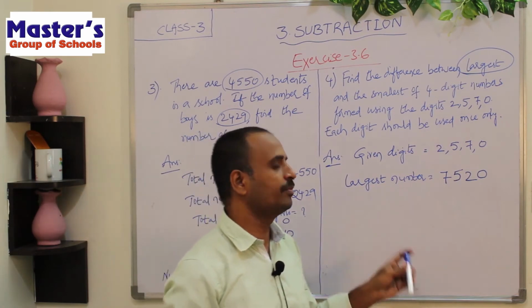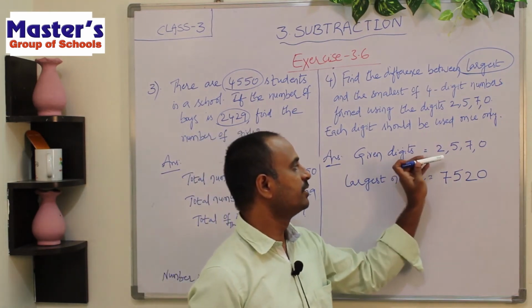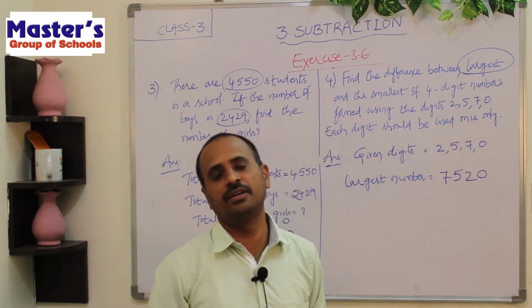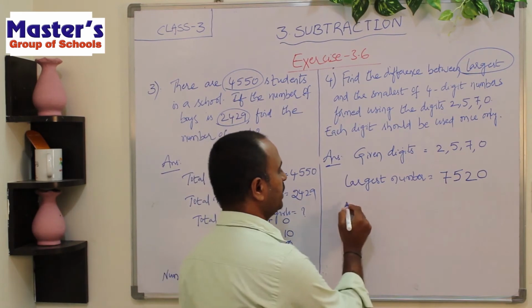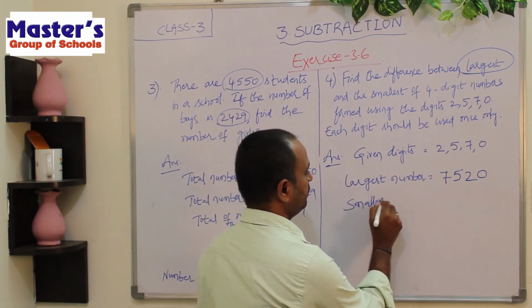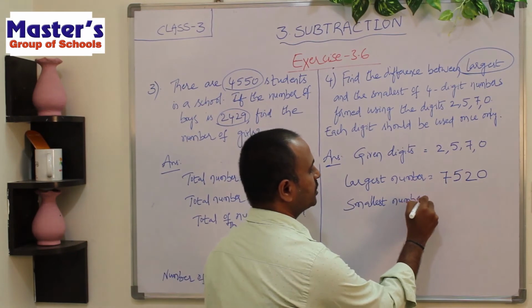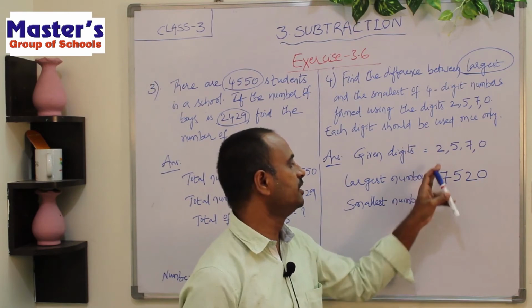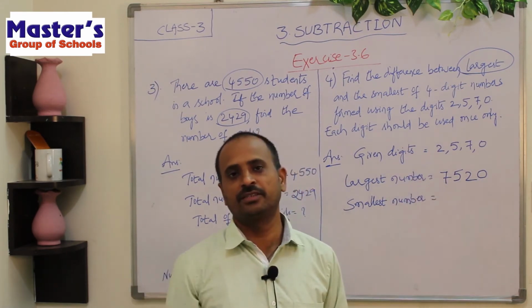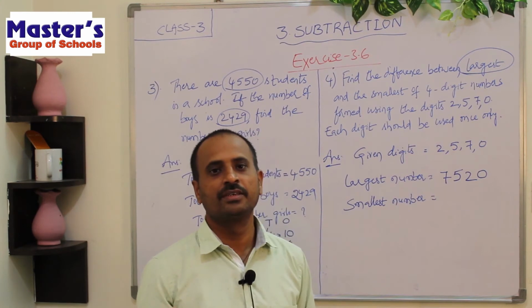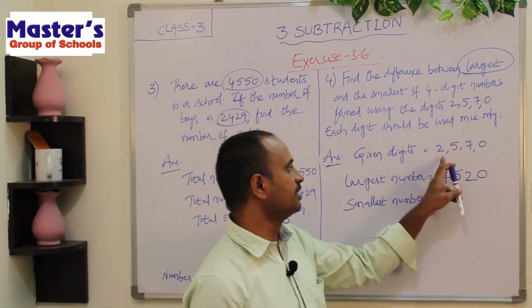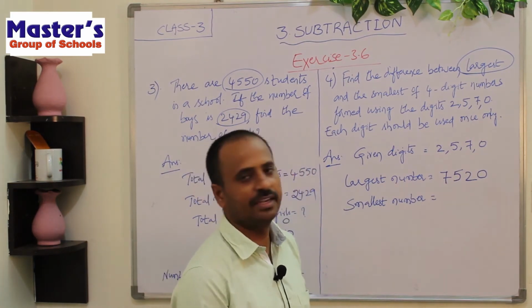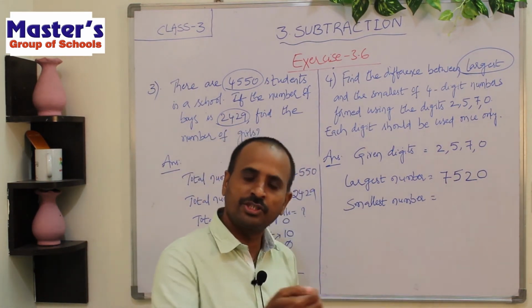So how can we get the largest number? Just arrange the given digits from greatest to smallest. That is, we have to arrange the digits in descending order. Next, write the smallest number. How can we get the smallest number with the help of given digits? Again, we have to arrange these digits from smallest to greatest. That means smallest to greatest is ascending order. Arrange these 4 digits in ascending order, then we will get the smallest number.